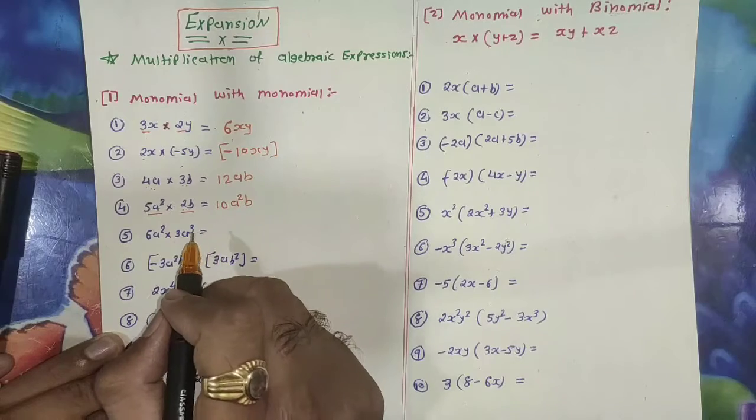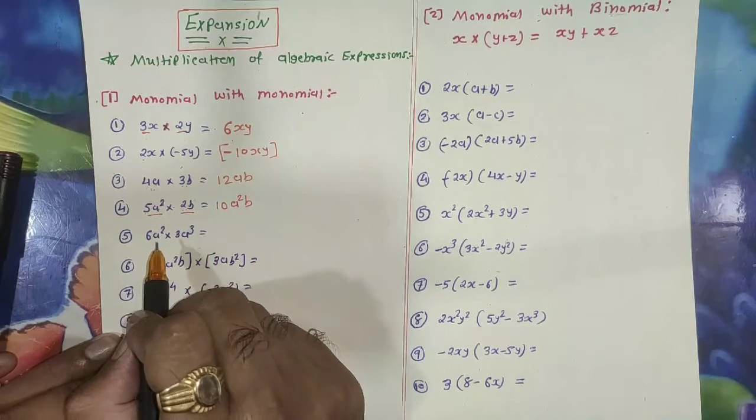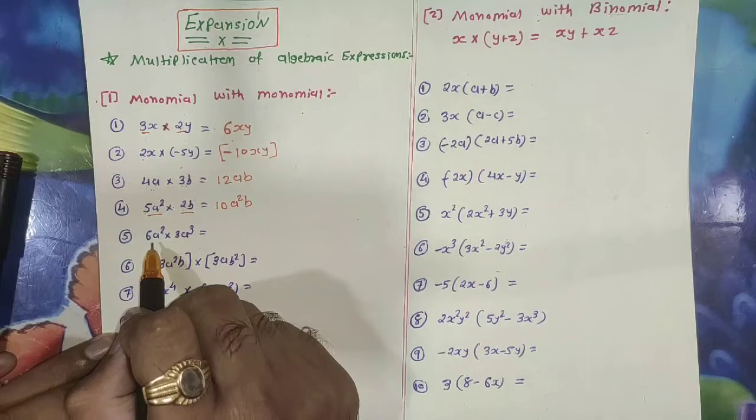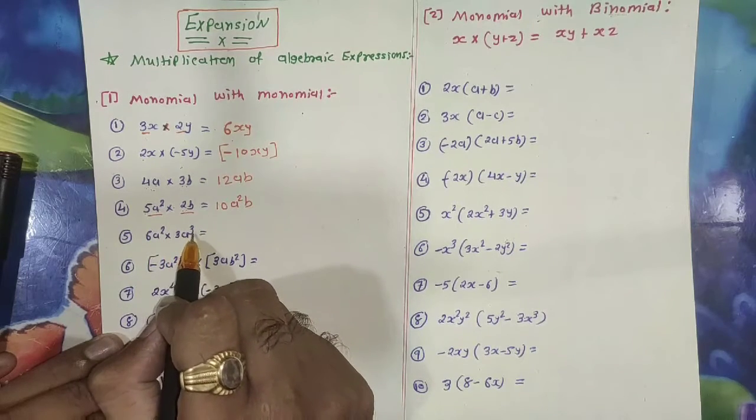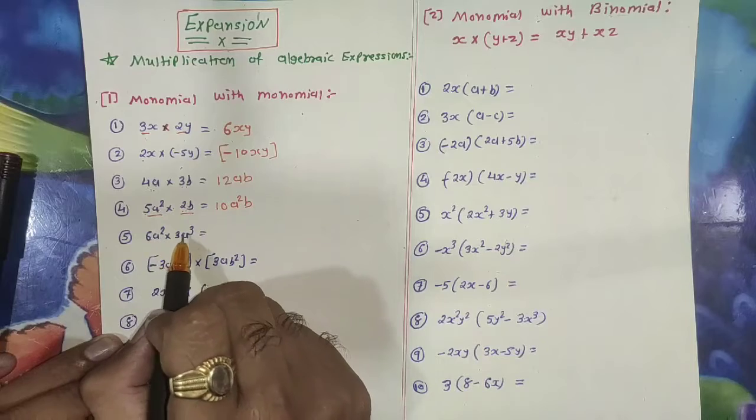But what if the two variables are equal? Let us now consider example number 5. Here we have to multiply 6a square with 3a cube. It's a multiplication of monomial with monomial.